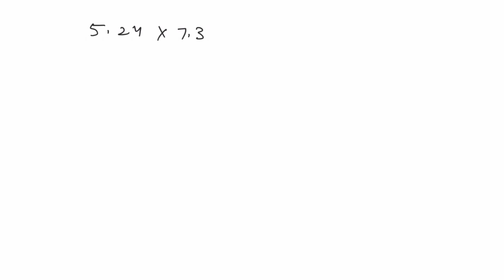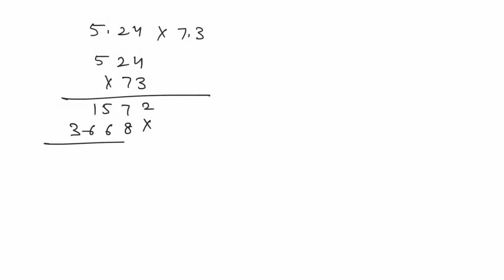If we have this number, we will multiply 524 by 73 simply. First we will multiply by 3 and we will get this. Then cut here for the second row and the second digit, 7. We will multiply 524 by 7 and we'll get this. Adding, we will get this.